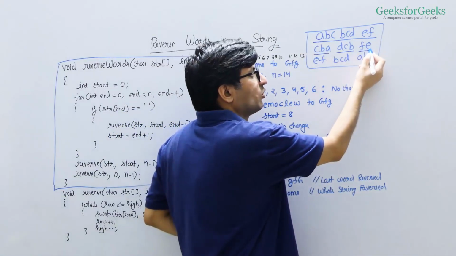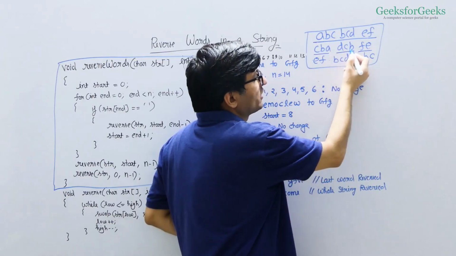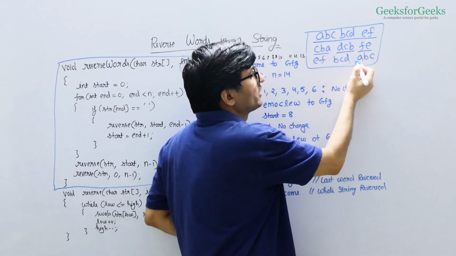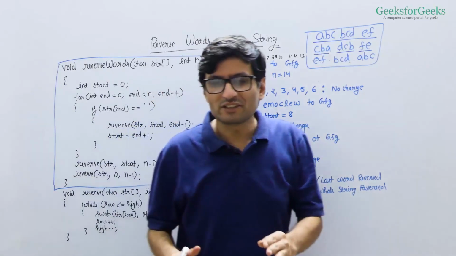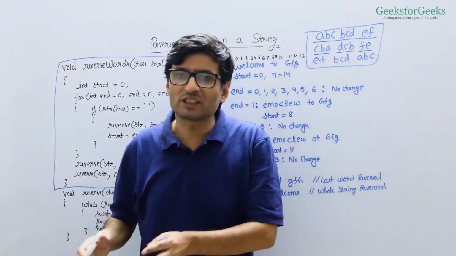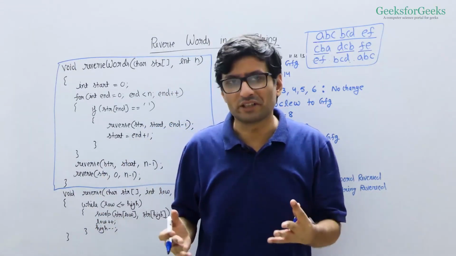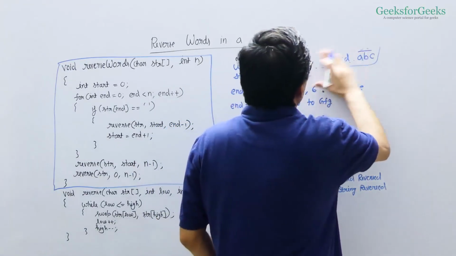Now if I reverse this whole thing, I'll get E, F, then space, then B, C, D, then space, then A, B, C. So the idea is this: traverse through the given character array, reverse the individual words, then reverse the whole string or whole array. That's the simple idea. Let's now see how this implementation works.